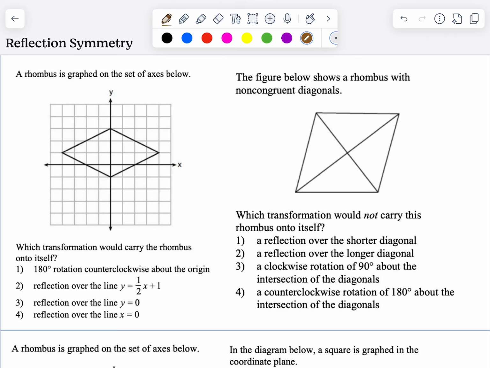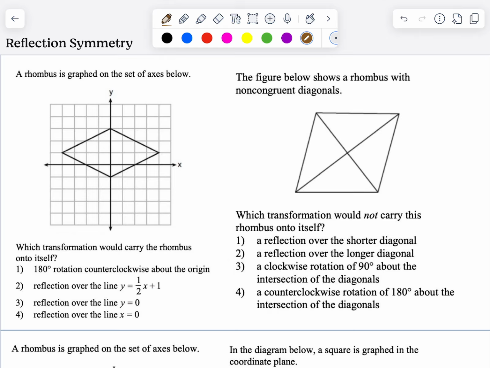For the first one, it says a rhombus is graphed on the set of axes below. Which transformation would carry the rhombus onto itself? Please pause the video, take a look at the answer choices, and think about what you think it would be. Please do this for each of the questions, and then you can unpause when you have an answer to check. 3 of the answer choices are about reflections, and 1 is about rotations.